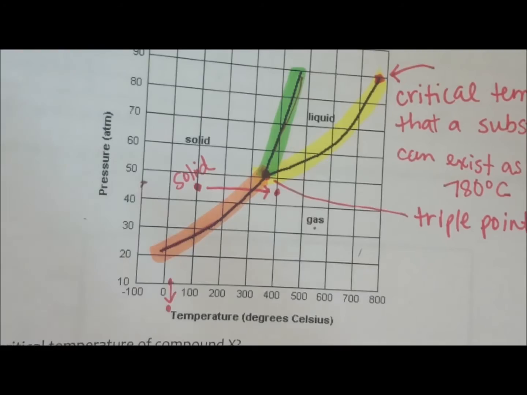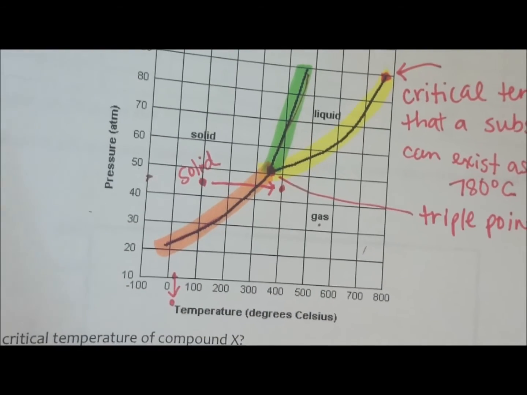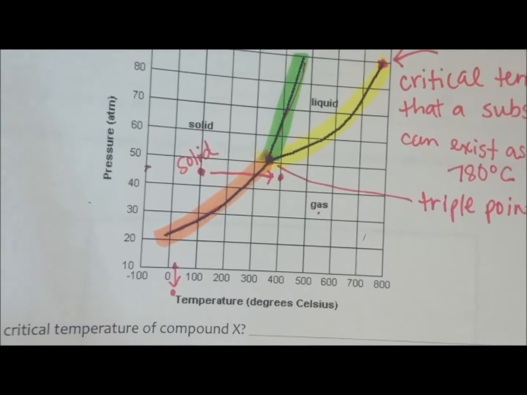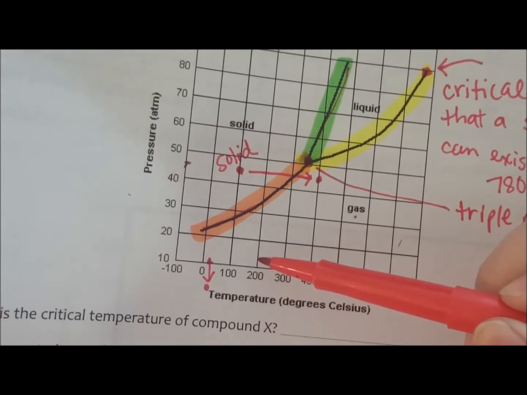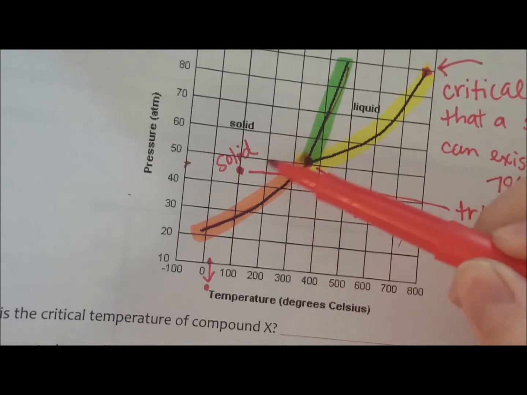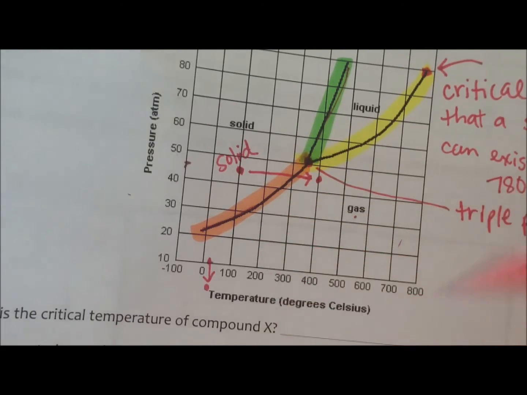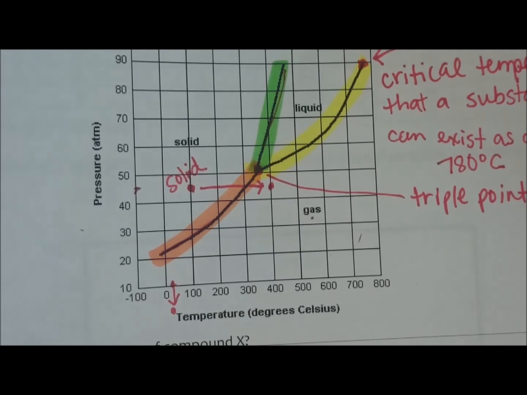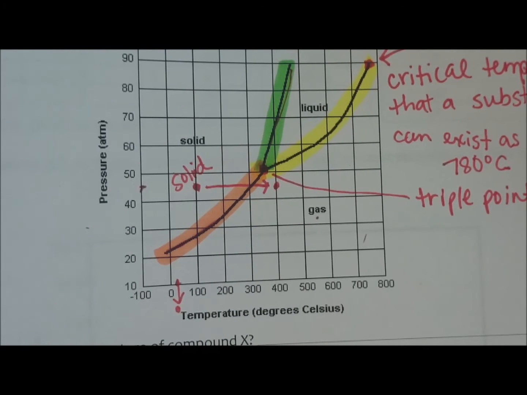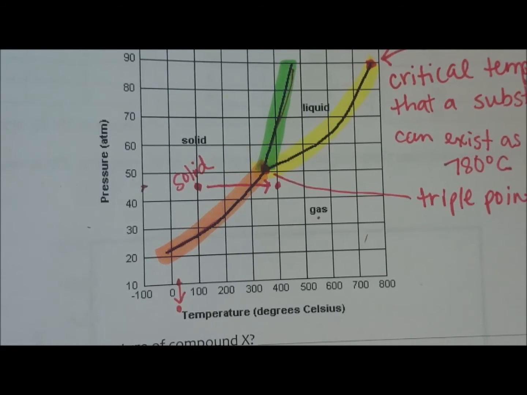Question number 5 says, why can't compound X be boiled at a temperature of 200 degrees Celsius? So if we go to 200 degrees Celsius, we can find that at low pressure, it's a gas. At high pressure, it's a solid. In order to boil something, we would need a liquid, right? So the reason why we can't boil compound X at a temperature of 200 degrees Celsius is because it's either a solid or a gas. It is never a liquid, so we can't boil it.